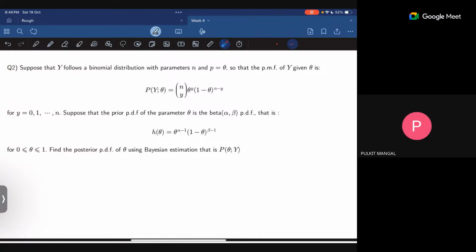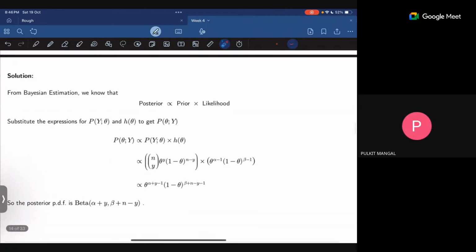Yeah, you are correct about the beta. Okay, I hope this is a simple question, so I will just directly present the solution and go through it. Anyway, I will repeat.